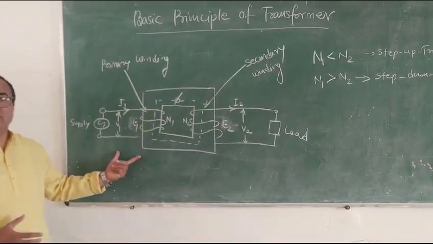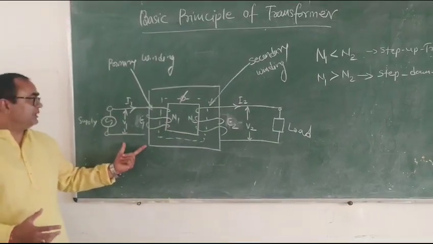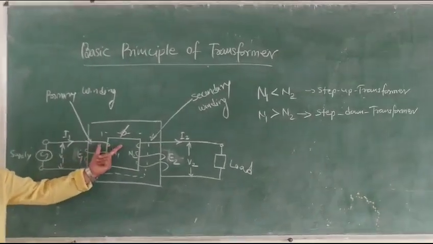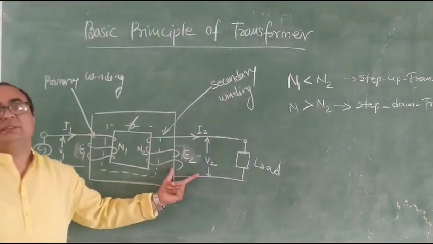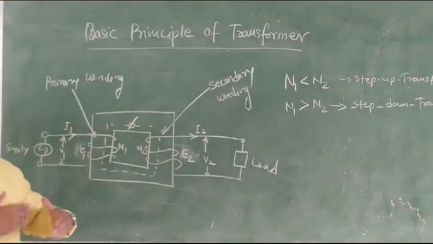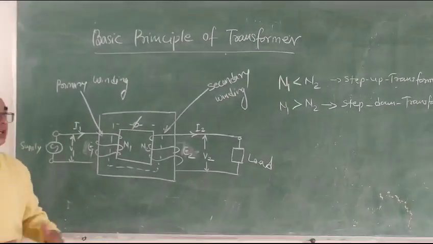The rate of change of flux linkage exists because the supply is alternating. This is why an alternating flux is set up in the transformer, and it links to the secondary winding. Power is thus transferred from the primary to the secondary side by Faraday's law of electromagnetic induction.